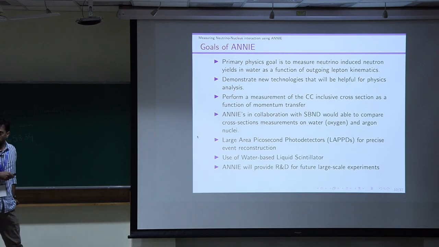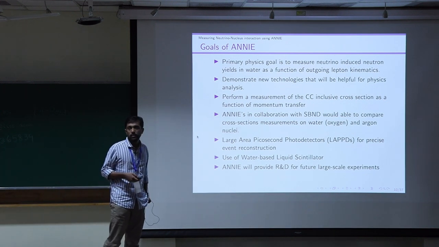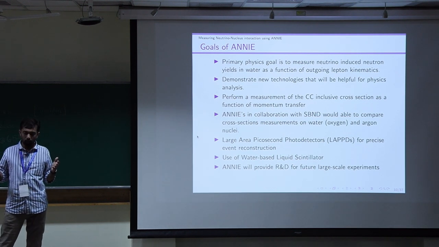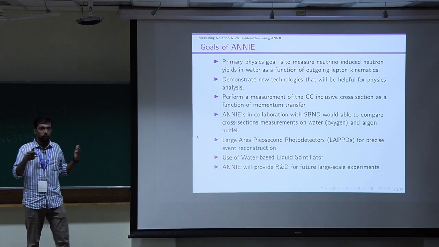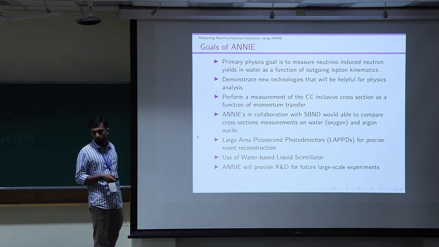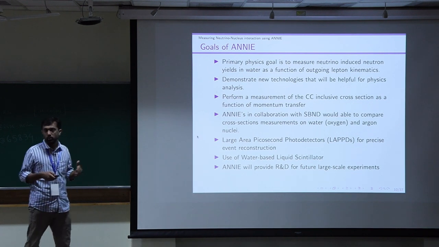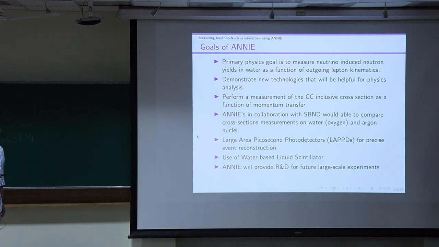Okay, so this is a small experiment, as I said, and this is another goal of ANNIE: it can demonstrate new technology that will help future physics. Since it is a small detector, whenever a new detector technology comes along and one wants to test it, one can bring it and put it in the ANNIE tank, do some measurements, and that can validate your detector technology. That is the idea of the ANNIE experiment. We did two such detector tests in ANNIE, and I will briefly talk about that in the last few slides.